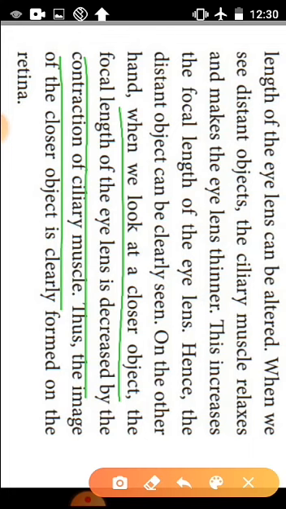Okay, what is the function of ciliary muscles? The function of ciliary muscles is to change the focal length of eye lens. Then what is contraction? Contraction means the size becomes larger. So if the focal length of eye lens is decreased by the contraction of ciliary muscles, we can get the clear image from the closer object.